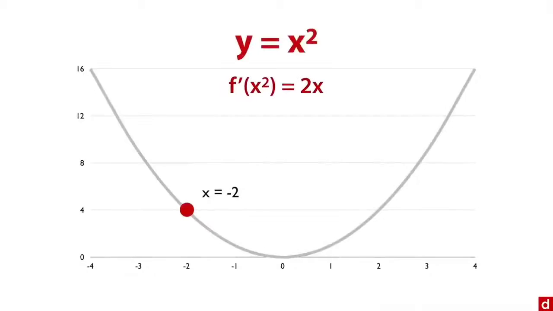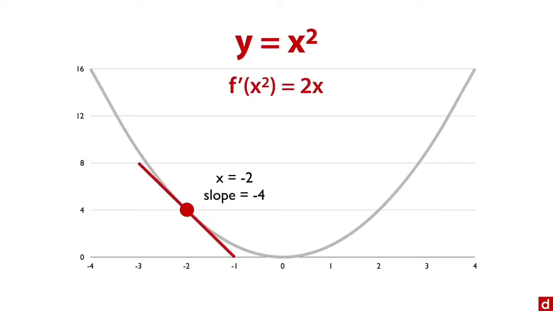So let's go back to what we had a moment ago. Here's our curve. Here's our point at x = -2. And so the slope is equal to 2x. Well, we put in the -2 and we multiply it and we get -4. So that is the slope at this exact point on the curve.